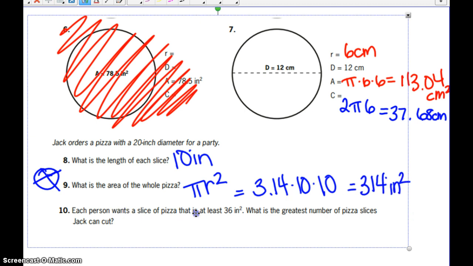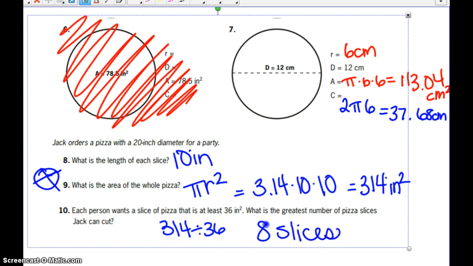Each person wants a slice of pizza that's at least 36 square inches. What's the greatest number of pizza slices Jack can cut? Well, what are you going to do? Cut it into pieces of 36. So 314 divided by 36. And when I do that, does it come out nicely? Not really. So you can't have 9 slices because then the people wouldn't get big enough. So what are you going to do? So 8 slices is what we're going to end up with.